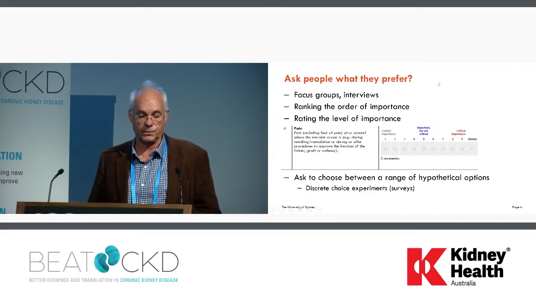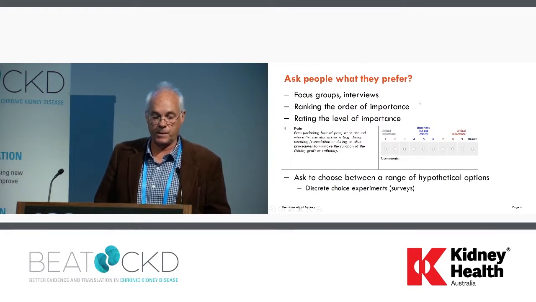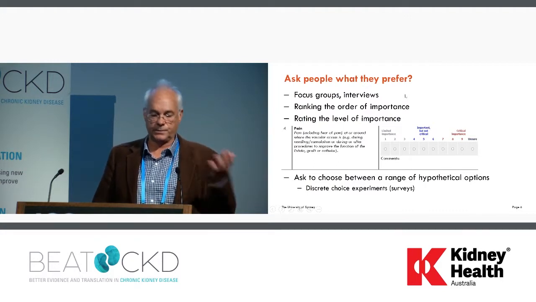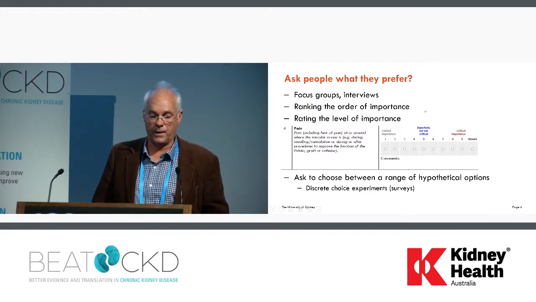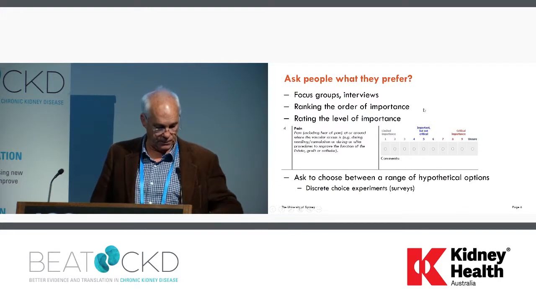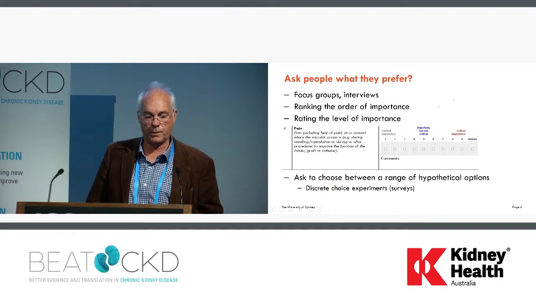And there are a number of ways we do that, and I know some people in this room have probably been involved in some of these. For example, we can run focus groups, do interviews, and get people to express opinions and get a feeling for preferences and what's important. You can just give a list of outcomes or issues or items and ask people to rank them from top to bottom.